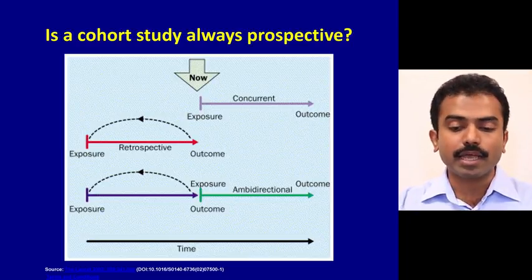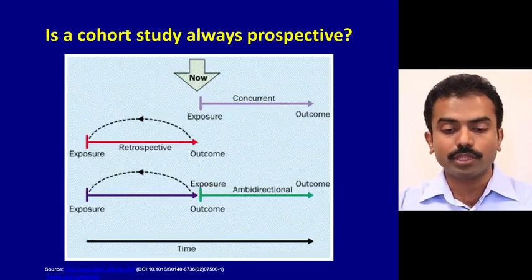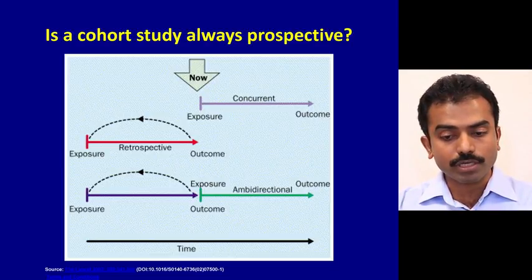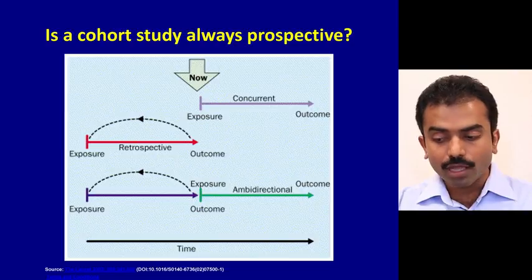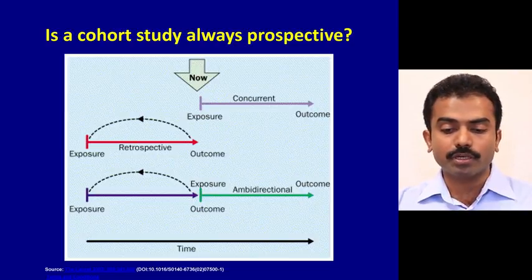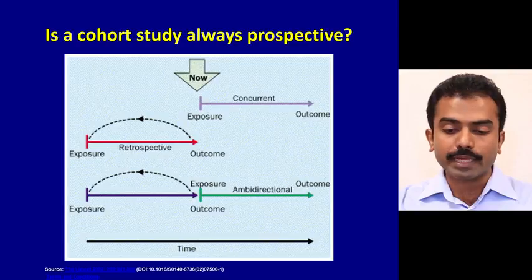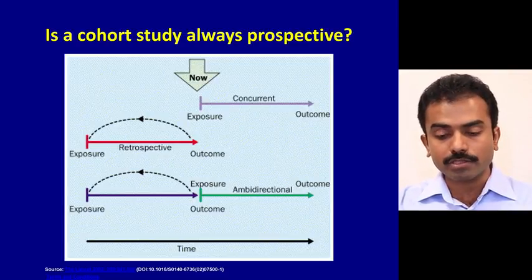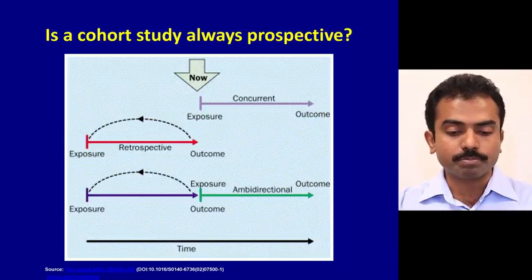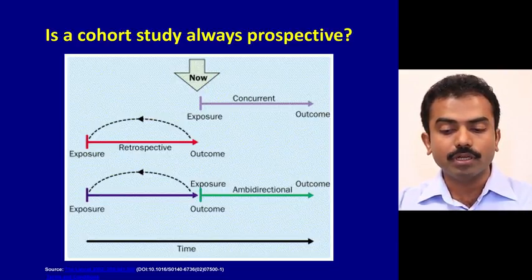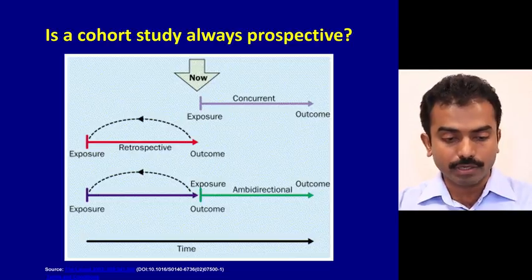And then there is another design which is a mix of both. So there is a component of retrospective cohort study. You begin with an exposure that happened, let's say 2 years ago, and look at the outcomes today, and then follow it up for future. So you have a component of prospective as well as retrospective. Such designs are called ambidirectional cohort studies or ambispective cohort studies. Please note that the terms that we are using, prospective or retrospective, refer to the calendar time point here.